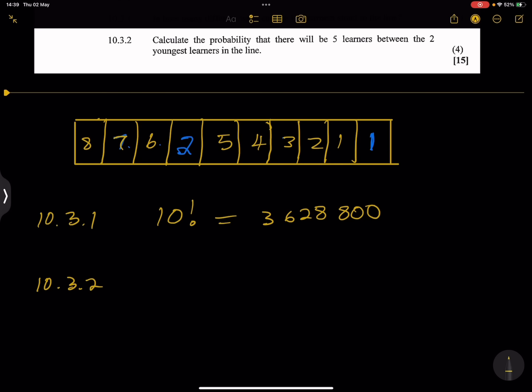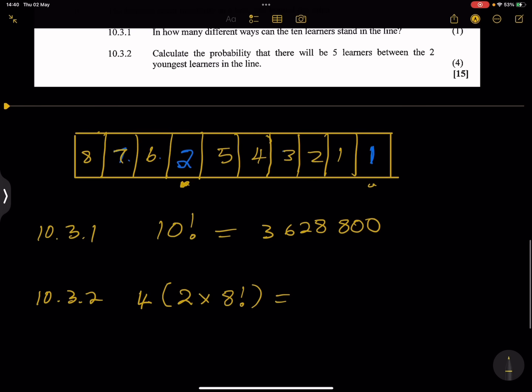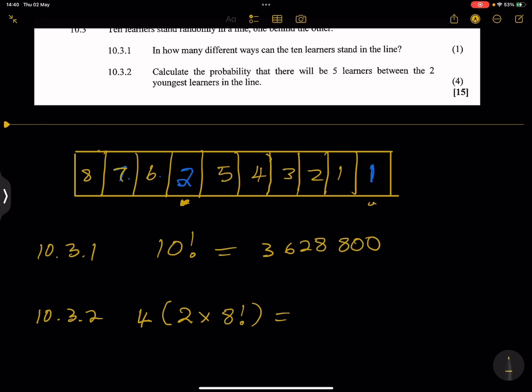Right, now, ladies and gents, I've shown you 4 possible outcomes, right? In this case, for each one of them, we've got 2 multiplied by 1 multiplied by 8 factorial, right? And I showed you 4 of them. So which means I've got 4, wherein I'll have 2 multiplied by 8 factorial, right? So that is the number of possible outcomes wherein I will have the 2 youngest learners with 5 in between. But now they said calculate the probability, right?